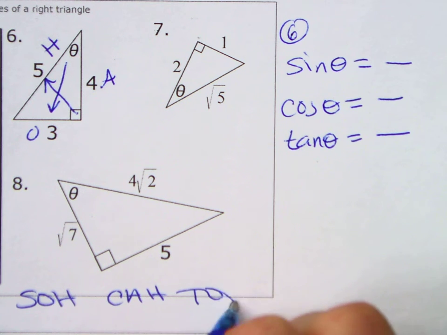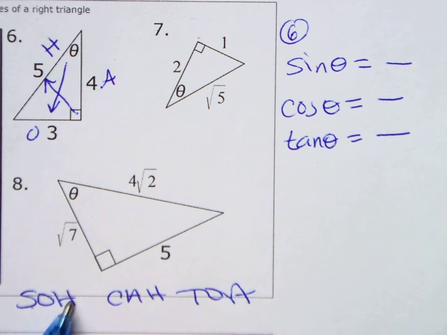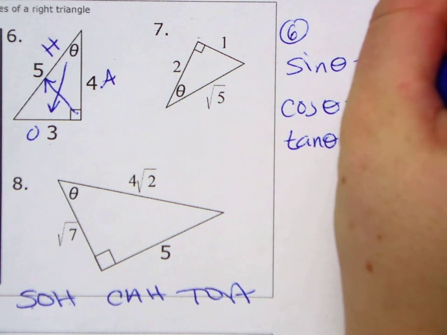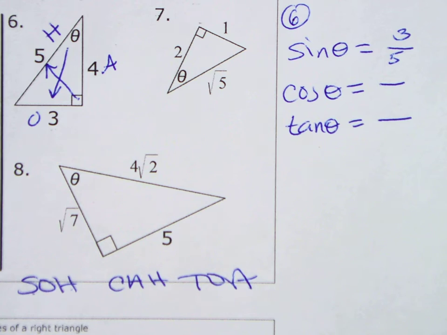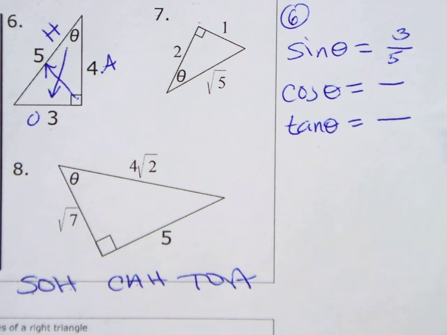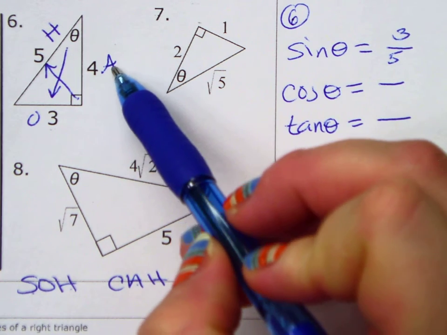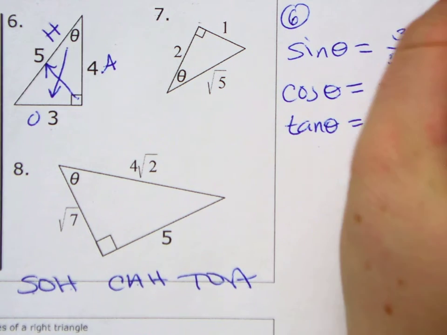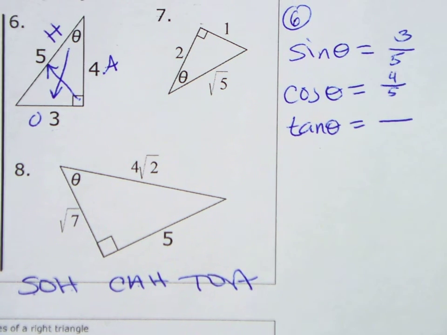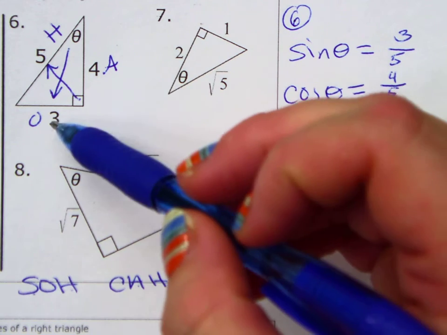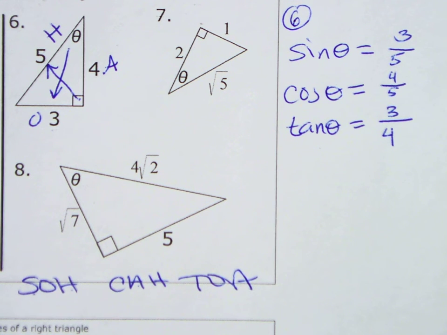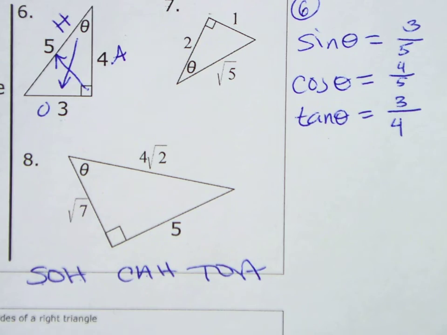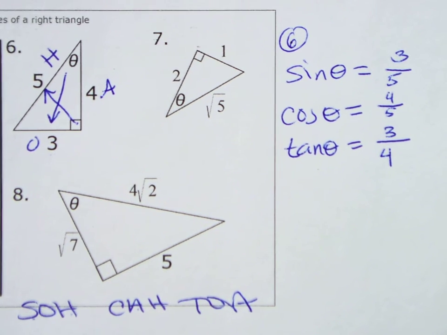Sohcahtoa. Sine is O over H. So O is 3, H is 5. And we're done. That's all I'm asking for, just a fraction. Cosine is adjacent over hypotenuse. The adjacent is 4, the hypotenuse is 5. 4 over 5. And then the tangent is opposite over adjacent, so 3 over 4. And that's it. Try number 7 on your own. Same thing, even though there are radicals, it's okay. Not going to kill you.